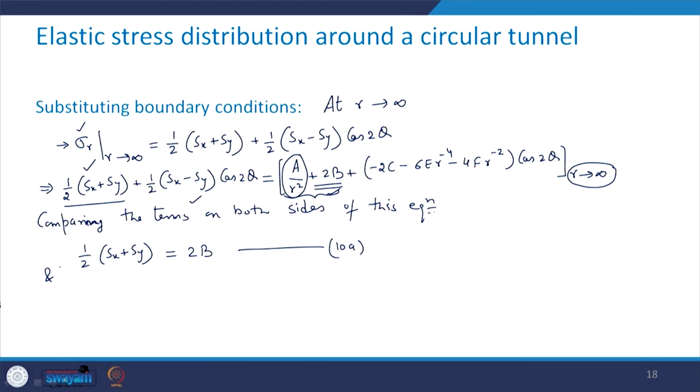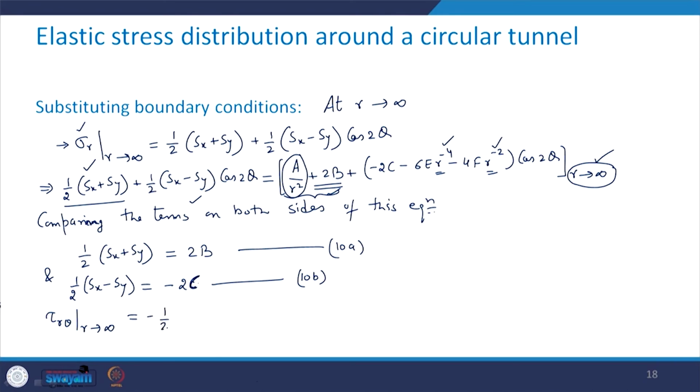The other term, half Sx minus Sy, will be equal to, see, this is r to the power minus 4 and this is r to the power minus 2. So, when r tends to infinity, these two terms will become equal to 0. So, this is going to be equal to minus 2c. This is 10b.